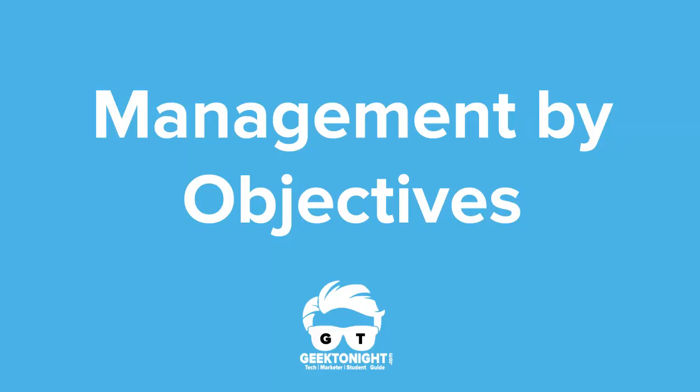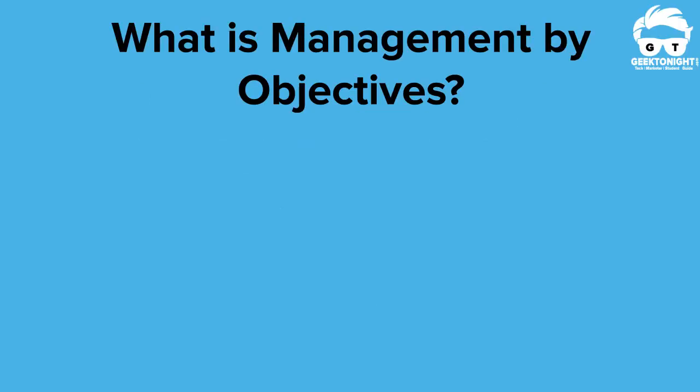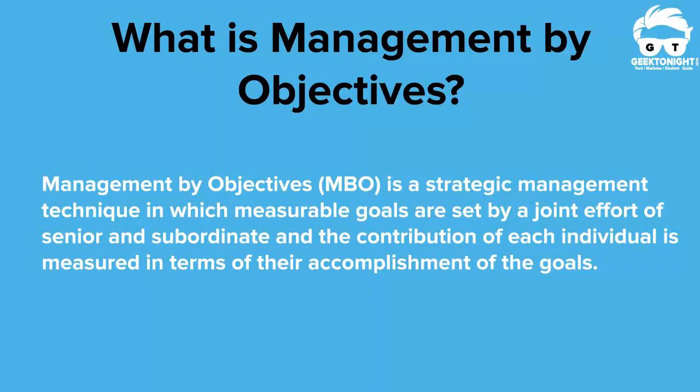The topic today we're going to discuss is about management by objectives. Firstly, what is management by objectives? Management by objectives (MBO) is a strategic management technique in which measurable goals are set by a joint effort of senior and subordinate, and the contribution of each individual is measured in terms of their accomplishment of goals.